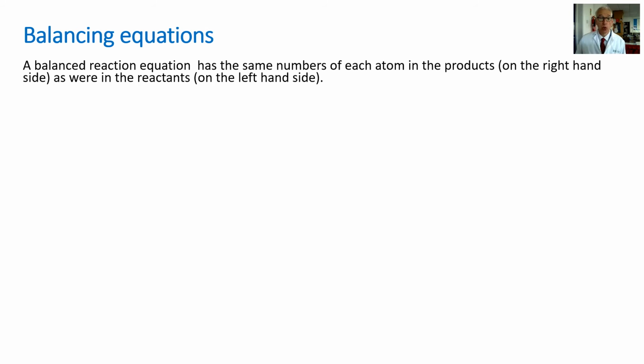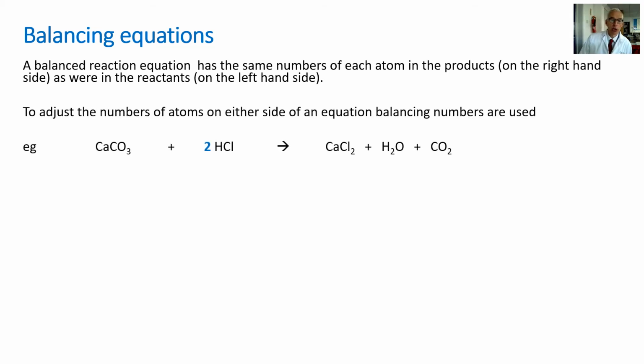Now, balancing equations, I'm sure you've met balancing equations before, but the basic idea is that the numbers of atoms or symbols on the left-hand side, the reactants, equals the numbers on the right. We don't create or destroy atoms in a chemical reaction. So let's look at an example. Calcium carbonate and hydrochloric acid, or HCl, gives us calcium chloride, water and carbon dioxide.